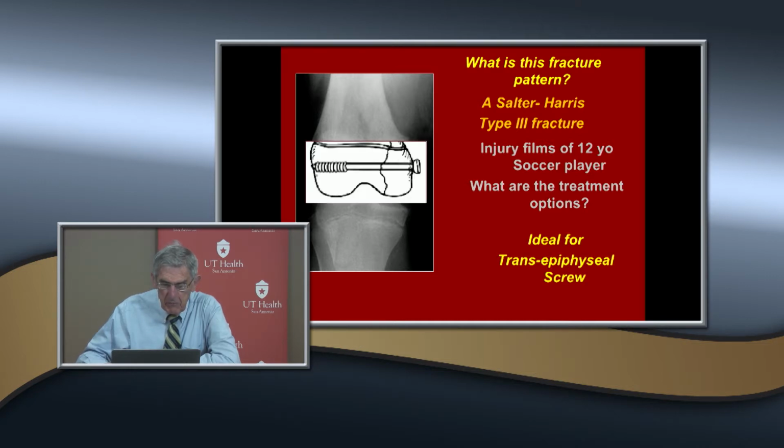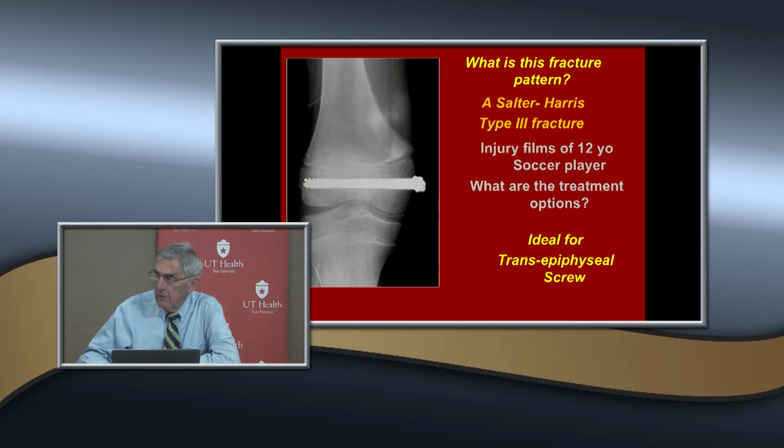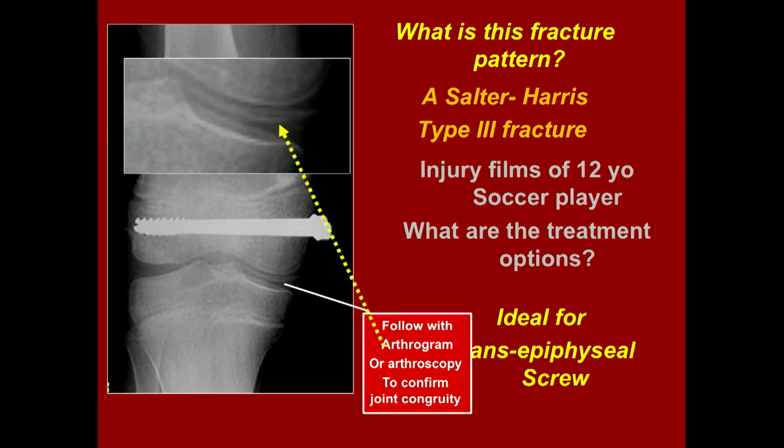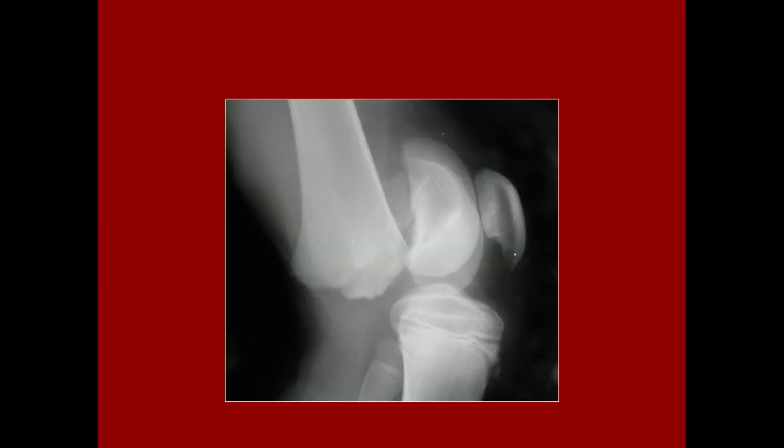It's ideal for transepiphyseal screws, and you usually use partially threaded screws so that you have some compression. And you usually need to put 2 in there for stability. And so you follow it. A lot of times I like to follow them with an arthrogram just to make sure that you've got good articular congruity. Some people will do arthroscopic exam.